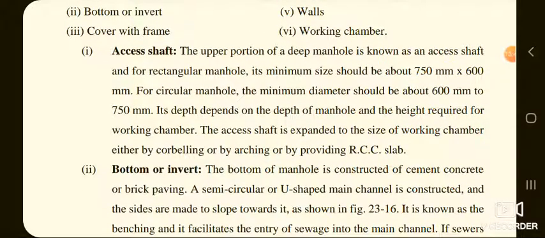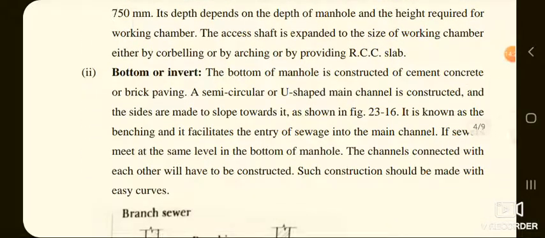Now come to the access shaft here. The upper portion of a deep manhole is known as an access shaft, and for a rectangular manhole its minimum size should be about 750 mm by 600 mm. For a circular manhole the minimum diameter should be 600 mm to 750 mm. Its depth depends on the depth of the manhole and the height required for the working chamber. The access shaft is expanded to the size of the working chamber either by corbelling, or by arching, or by providing an RCC slab.